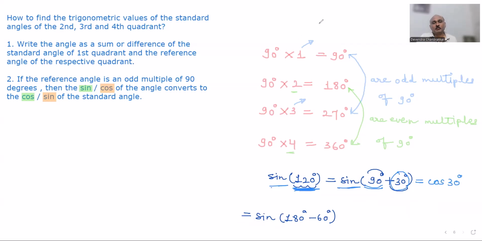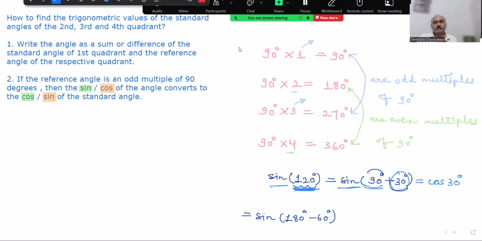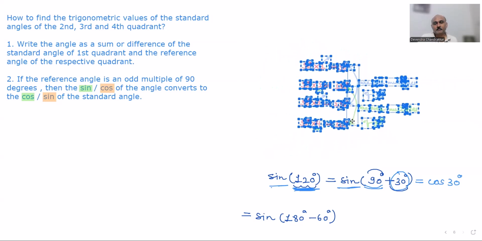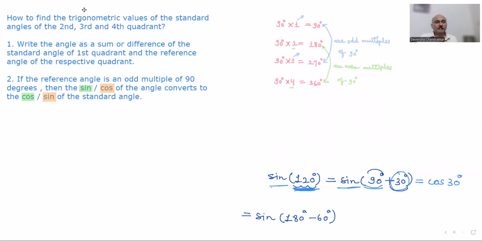I'll write some more for you. Just pay attention. Suppose I ask you to find what is sine of 150 degrees. You can easily write it as sine of 90 plus 60, right? This is odd multiple of 90. So sine converts to cos. Cos of which angle? The standard angle. Clear?